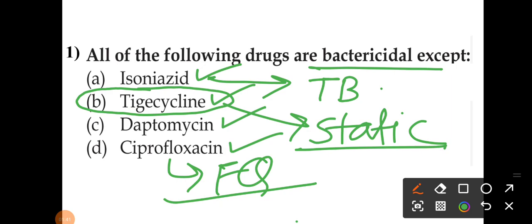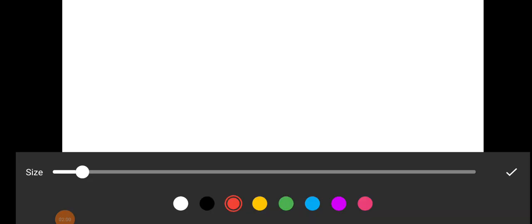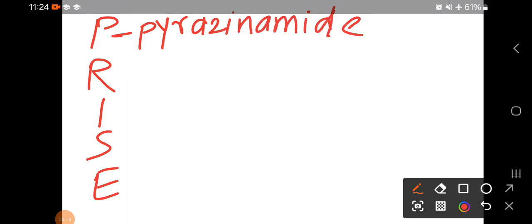So what about isoniazid? Isoniazid is an anti-tubercular agent. That is a first line anti-tubercular agent. What are the other anti-tubercular agents which are in the first line? Okay, so that is also very important. So the first line anti-tubercular drugs, please remember this one. This one is pyrazinamide, a very important topic here, anti-tubercular agents.